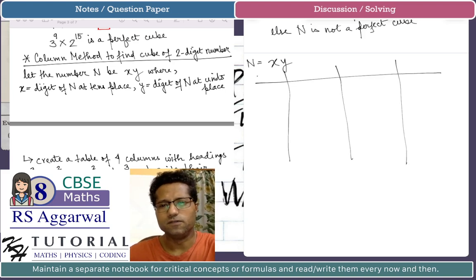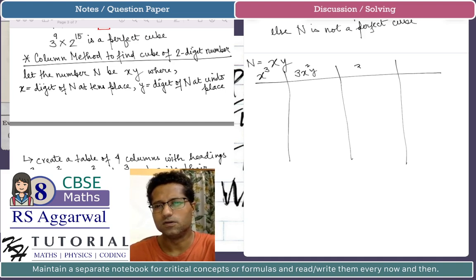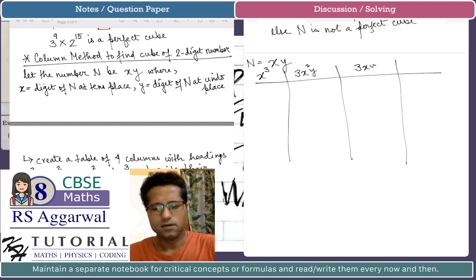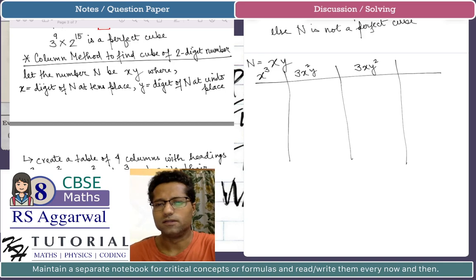The names of the columns: the first one will be x cube. The second will be 3x square y, that is 3 into x square into y. The third column will be 3xy square, that is 3 into x into y square, and the fourth column will be y cube.